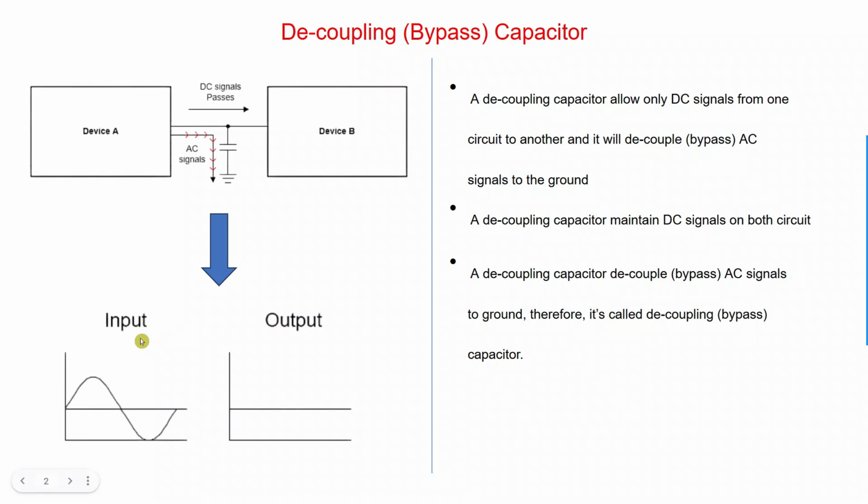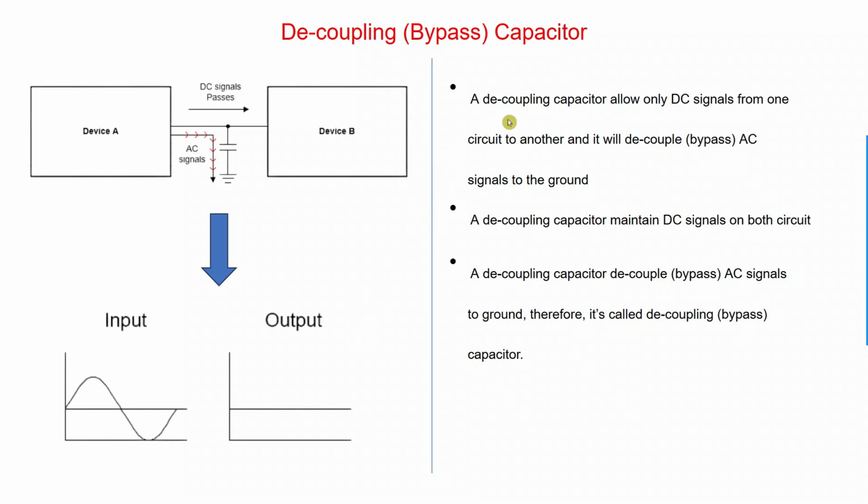So this is the input before capacitor. This is the output after capacitor. So in the first graph, this is the mixed signal AC and DC bias, and this is the pure DC signal. So DC signal should be a straight line. So this is the DC signal.